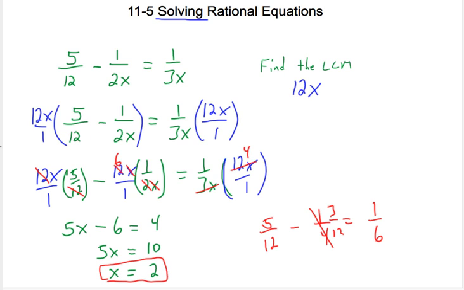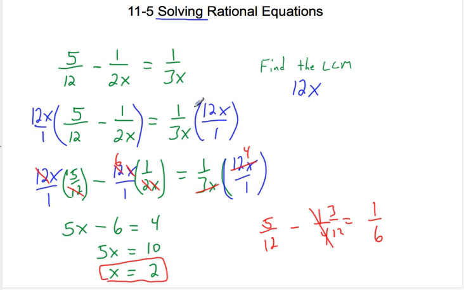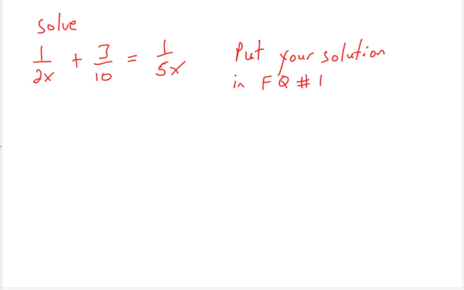Alright, so using that technique, finding the LCM and then multiplying everything by it, I'm going to have you solve this equation and then put your answer in for the form question number 1. Keep in mind that all we're doing here is finding the LCM and multiplying fractions, so it's nothing new. You just have to figure out what the LCM is. So here's your question, and we'll move on to another example.